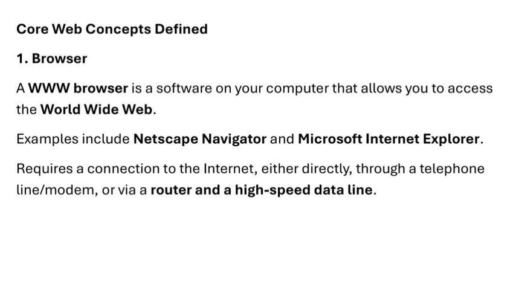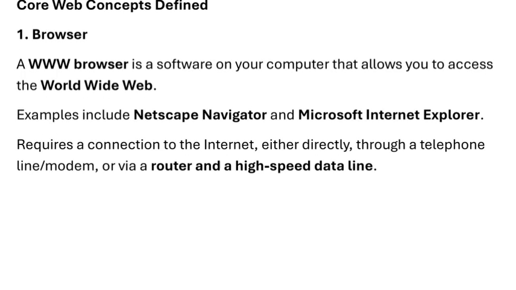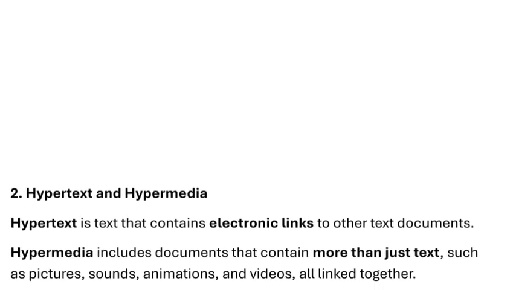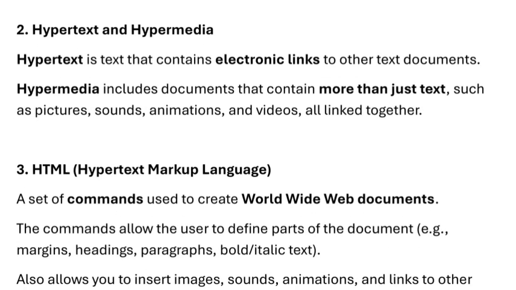Browser. A WWW browser is a software on your computer that allows you to access the World Wide Web. Examples include Netscape Navigator and Microsoft Internet Explorer. Requires a connection to the Internet, either directly, through a telephone line/modem, or via a router and a high-speed data line.